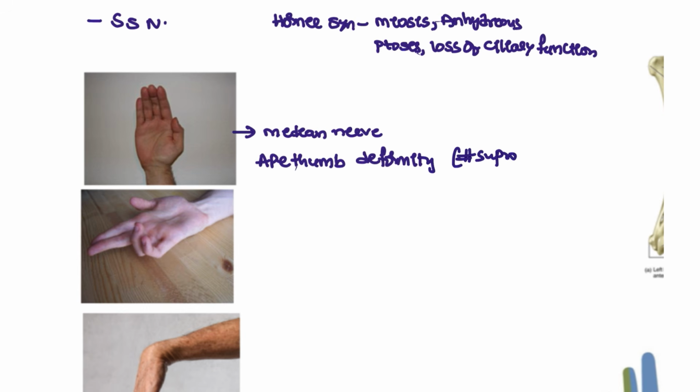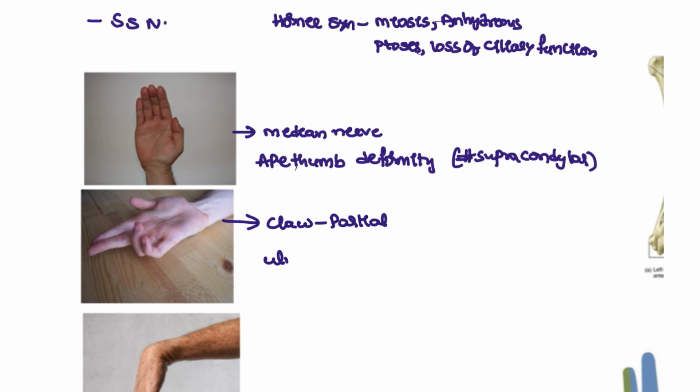Next, understand the importance of each image, guys. Image-based questions can be expected here. So this is seen with median nerve injury. And what is this condition, guys? You are looking at the ape thumb deformity. Alright, and the ape thumb deformity, especially in children, is seen with supracondylar fracture. Next, coming to another picture here, you can see this is known as a claw hand, but this is a partial claw hand.